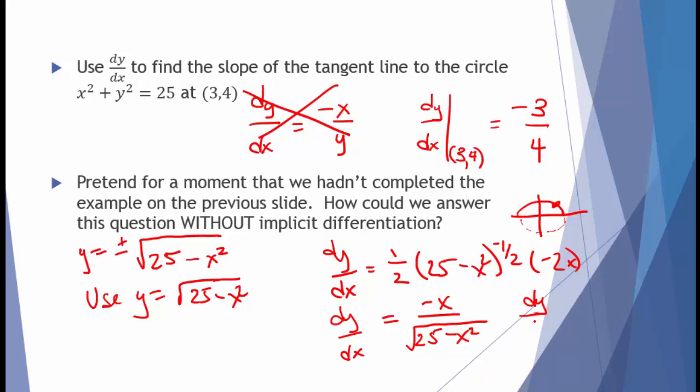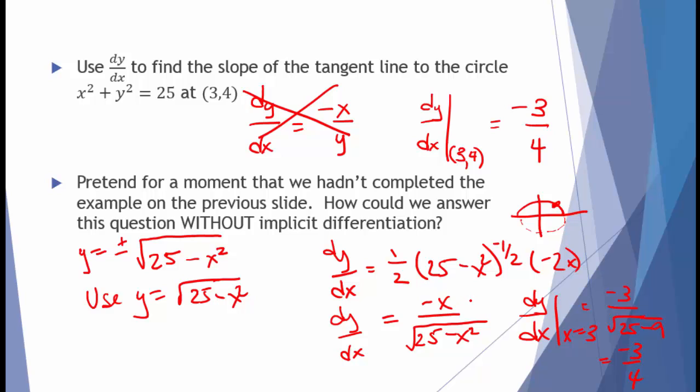So dy/dx evaluated at x equals 3 is going to get me negative 3 over the square root of 25 minus 3 squared, which is 9. That's 16. So that's negative 3 over 4. And notice that's exactly the same as the answer we got above. So in this particular instance, because we were able to solve for y and then choose which of the two equations we could use, we actually could get around implicit differentiation. If you can't solve this for y, you're going to need to use implicit differentiation. But that's actually not why I did this.